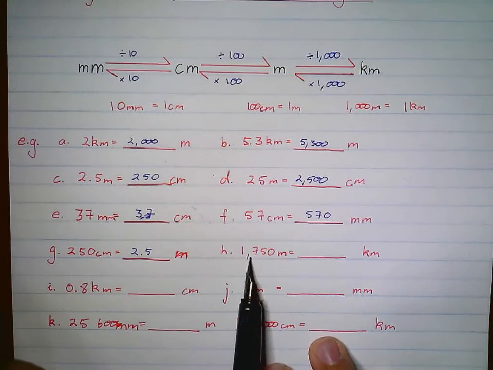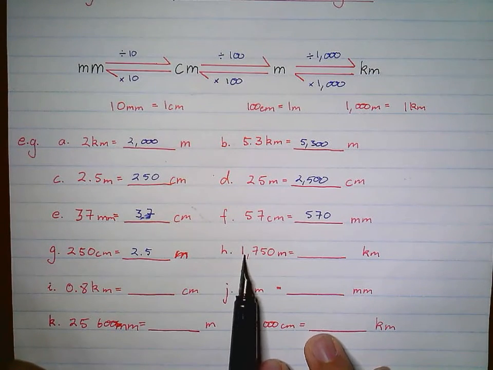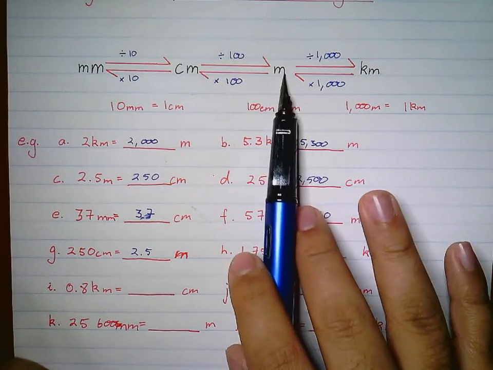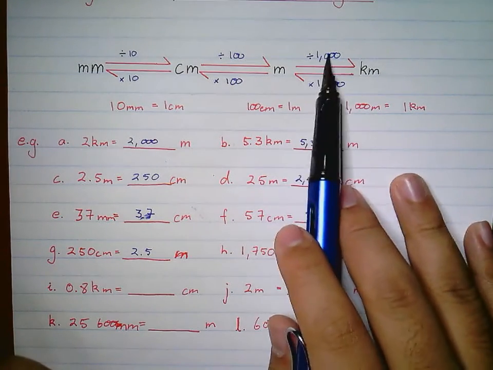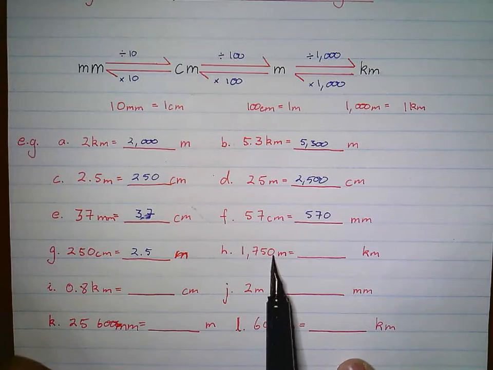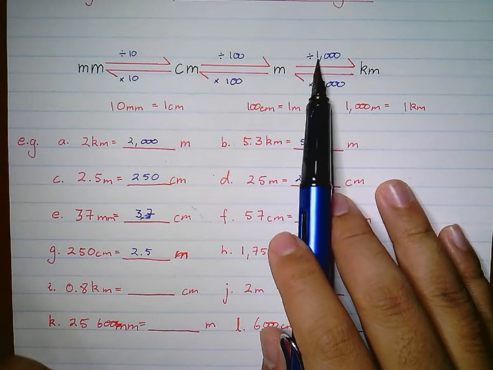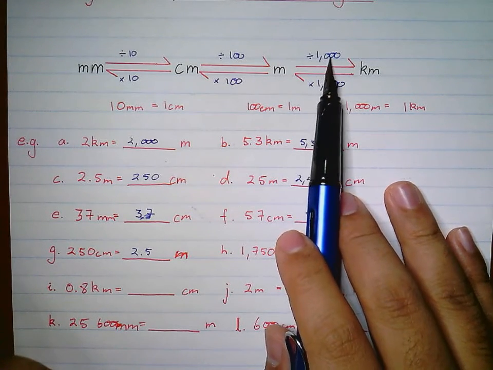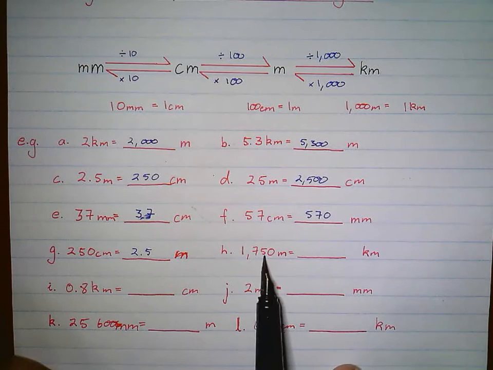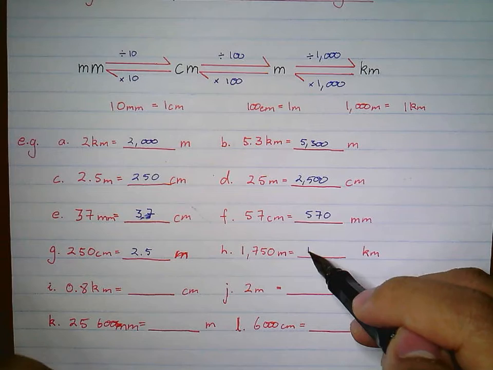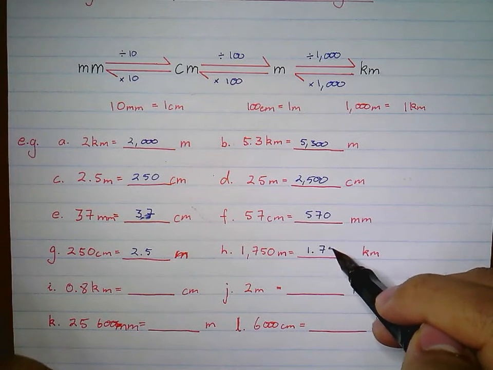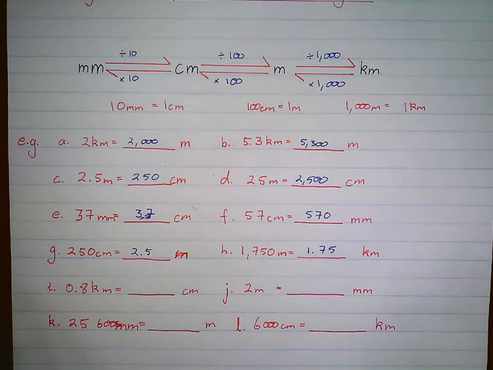Moving along here. 1,750 meters, divided by 1,000 to get to kilometers. So moving the decimal place 3 spaces for each 0. 1, 2, 3. That gives us 1.75 kilometers.